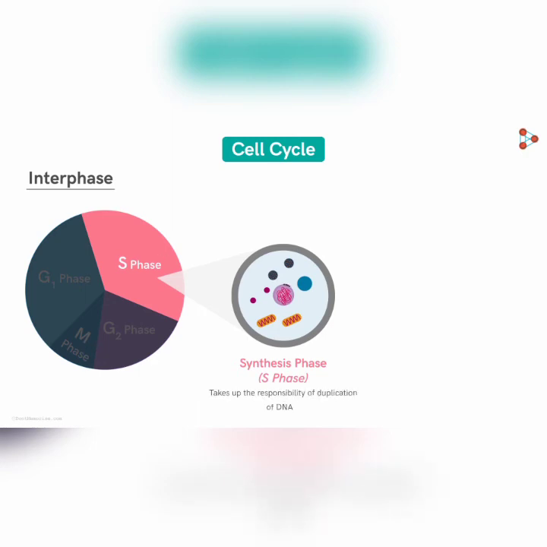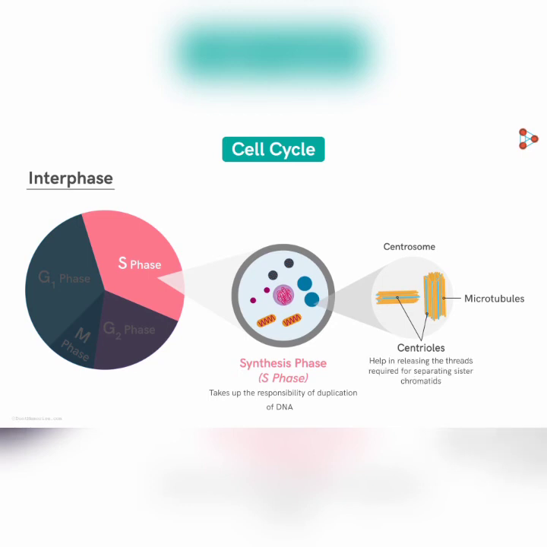Now, along with the nucleus, there is one more important organelle that gets duplicated in the S phase. Do we know this bundle of threads present in the cell? That is called the centrosome. This bunch contains smaller organelles called the centrioles placed within, usually at right angles. They are made up of microtubules which help in releasing the threads required for separating sister chromatids later. We will have a detailed look at this process in our upcoming videos.